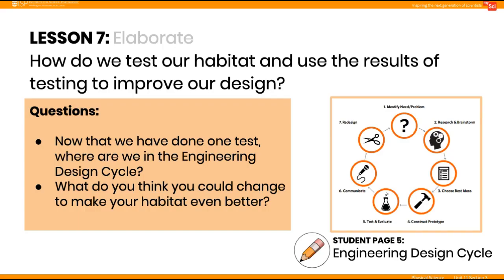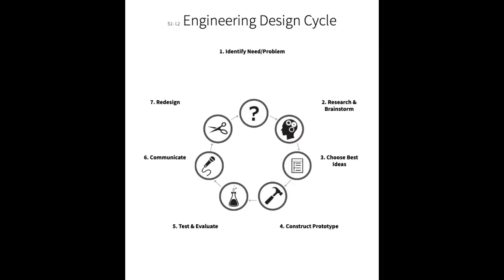In the Elaborate, return to the engineering design cycle on Student Journal page 5 and discuss each step that students went through. Then explain that now is the time for a redesign, giving each team time to discuss what they would like to change to improve their habitat as part of the redesign step.